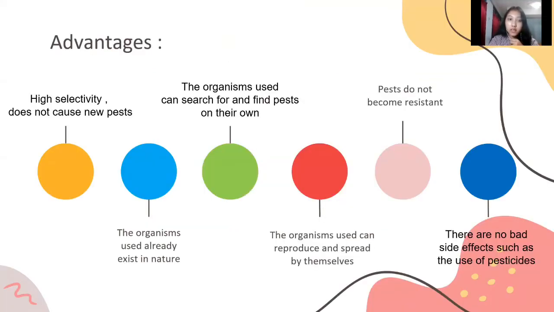The advantages of biological control: the first is high selectivity, it does not cause new pests. The second, the organism used already exists in nature. Third, the organism used can search for and find pests on its own. The fourth, the organism used can reproduce and spread by itself. Fifth, pests do not become resistant. And the last, there are no bad side effects such as with the use of pesticides.